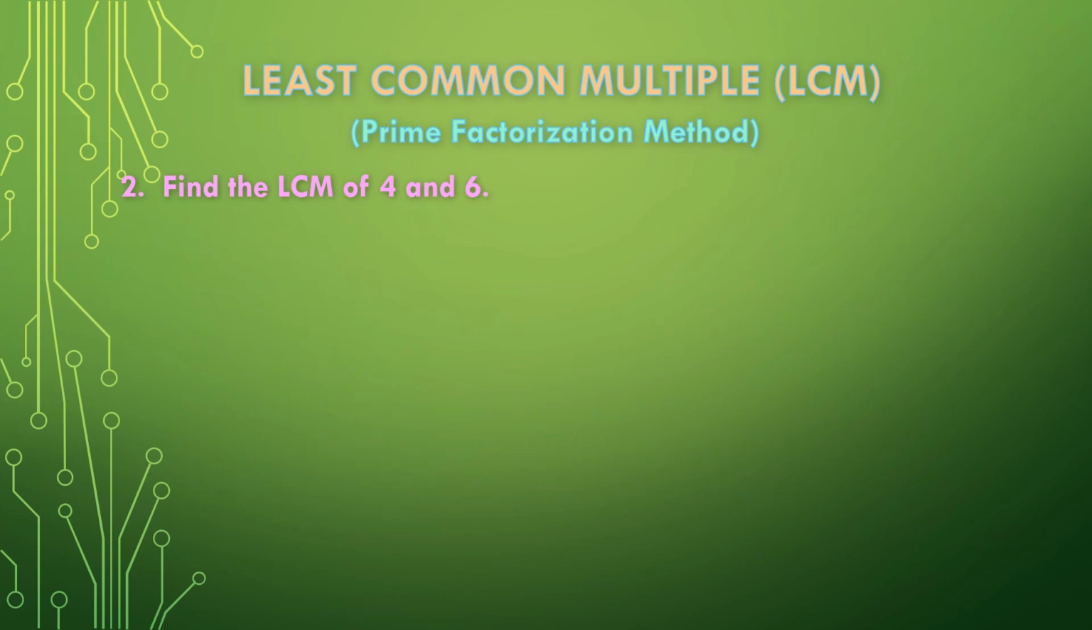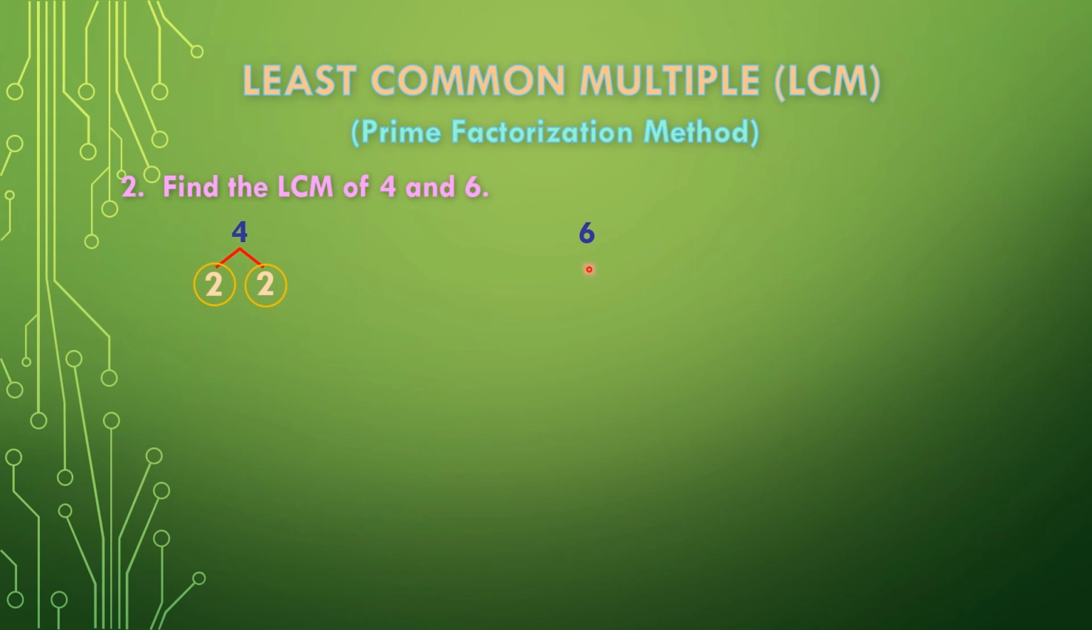Let's continue with the problem. Let's write down 4 and 6. As I mentioned earlier, I will use the factor tree method to illustrate the process of prime factorization. The factors of 4 are 2 times 2. We stop right here because 2 is already a prime number and we can't break it down any further. Let's encircle the prime numbers.